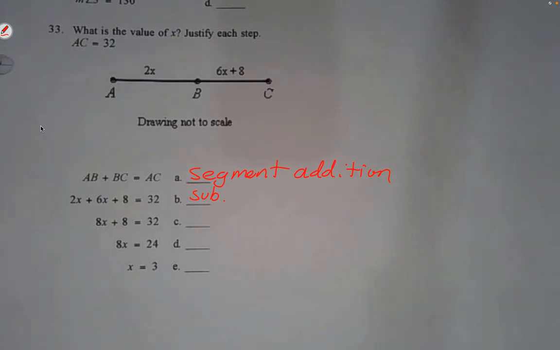So anyway, yes, we substitute in, and then right here, I combine like terms. I'm fine if you put combine like terms. They're going to put simplify. That's probably better than what I would do. Then what do we do from here to here? We subtract 8. So it's subtraction property. I wrote that one out so it didn't get confused with the substitution. And then yes, division. We divided by 8, so division property. That's a little easier.